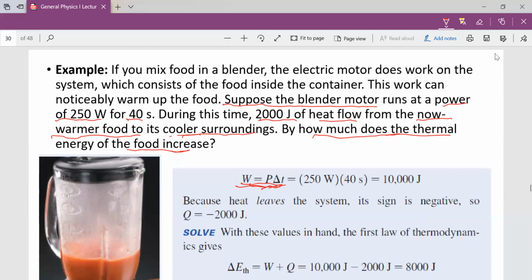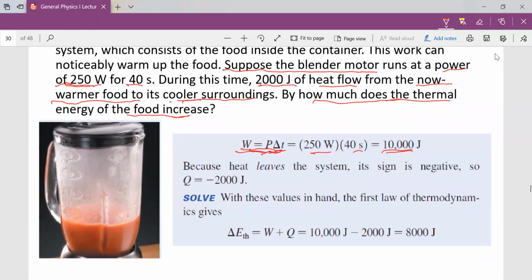When we made work done the subject of formula, we now have work done being equal to the product of power and the time taken. These 2 parameters are given to us here, the power in watts that the blender is operating with, and the time length of operation, which gave us the work done of 10,000 joules. Okay, so if the work done is given, W, we know our heat that was giving us 2,000 joules of heat.